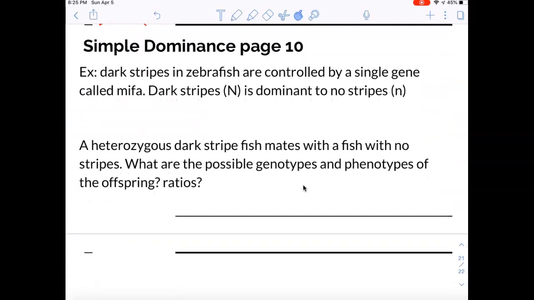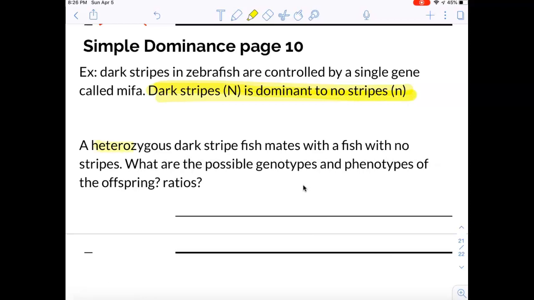We're going to try a practice problem here. I'm going to walk you guys through it before you do this on your own, okay? So we have some dark stripes in zebrafish that are controlled by a single gene called MIFA. Dark stripes is dominant to no stripes. When you do problems like this, I want you guys to highlight the dominants here, so you know which ones you're working with, okay?